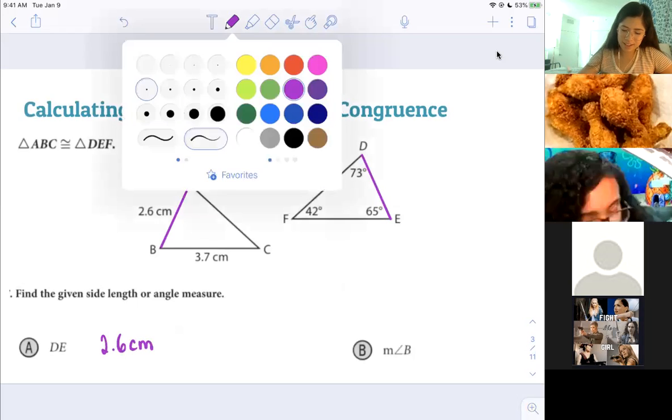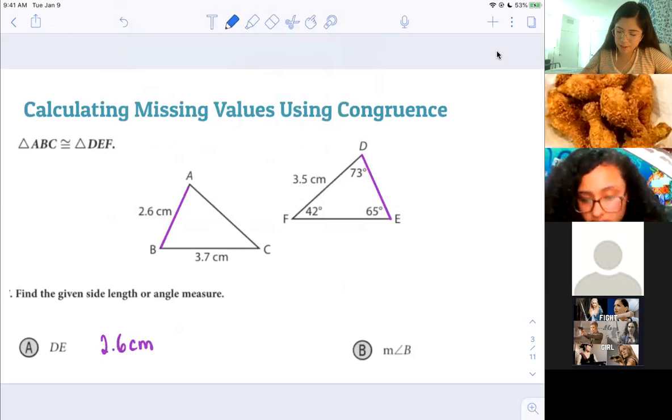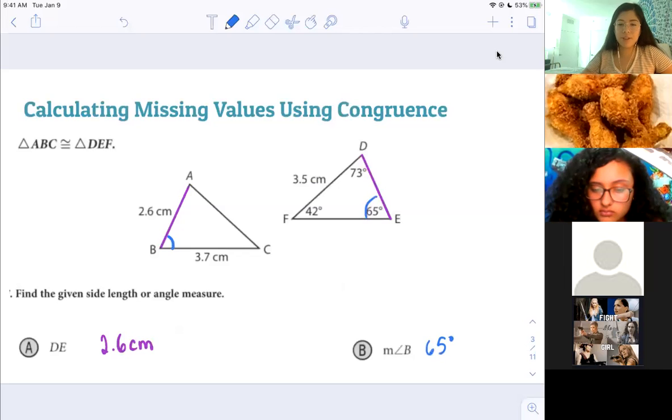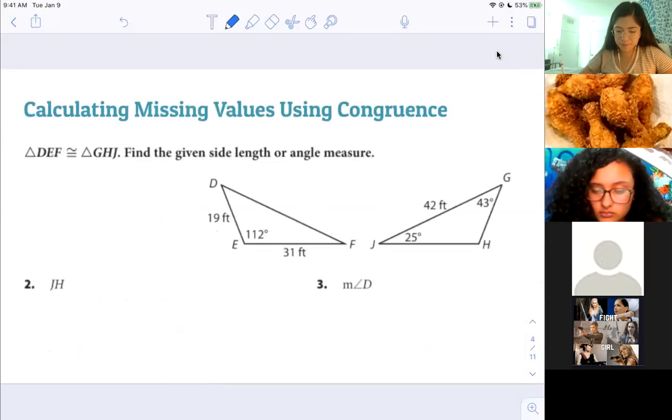Okay. And then what about angle B? Angle B is 65. We just did that. That was just giving you guys that one more time. Now let's do a new problem.